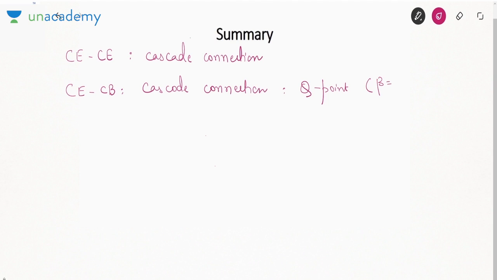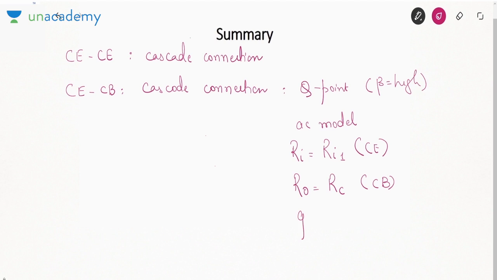In this we assume beta as high and then we solve for Q point. And then we saw how we can draw the AC model. The input resistance was equal to input resistance of common emitter amplifier. The output resistance was equal to output resistance of common base. The transconductance was equal to transconductance of common emitter stage.